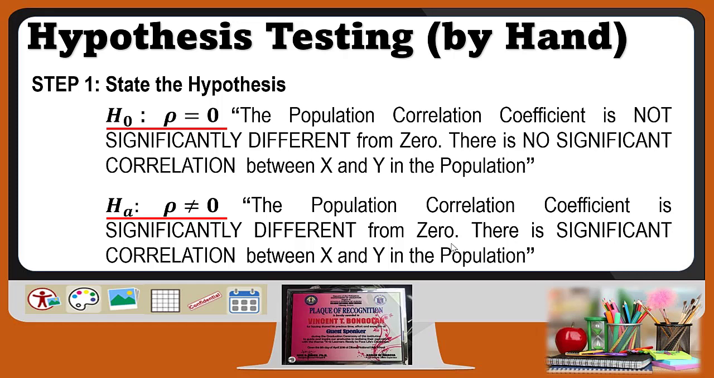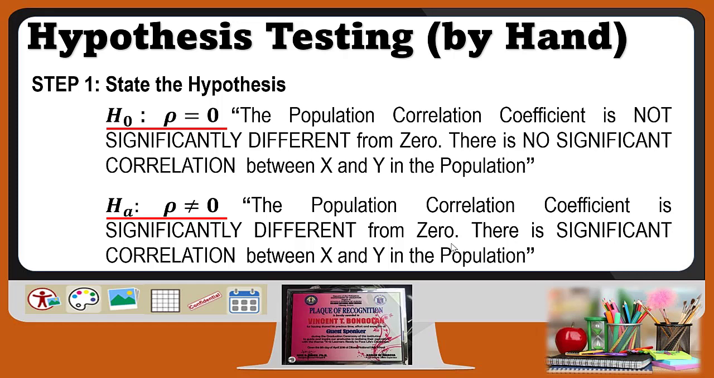So, ito po yung textual interpretation ng rho is equal to 0 and rho is not equal to 0. Ibig pong sabihin nun in text, the population correlation coefficient is not significantly different from 0. There is no significant correlation between the x and y. And the HA or the alternative hypothesis, rho is not equal to 0, means the population correlation coefficient is significantly different from 0. There is significant correlation between x and y in the population.